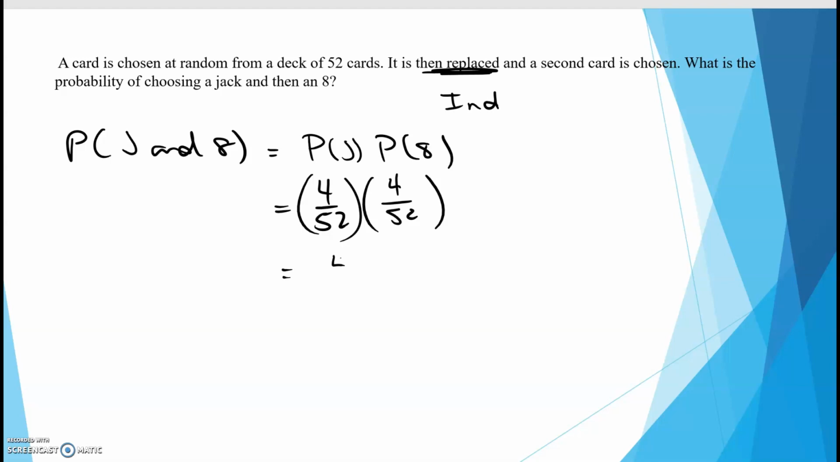There are 4 jacks within 52 cards, and there are 4 8s within 52 cards. So this will give us 16 over 2,704, which if you want to see it as a decimal, is 0.006. Or it's like saying you have a 0.6% chance of reaching in and getting 2 cards, the first one being a jack and the second one being an 8. Or another way of saying it is, if you do that action, drawing 2 cards, 2,704 times, then only 16 of those times will you get a jack and then an 8.